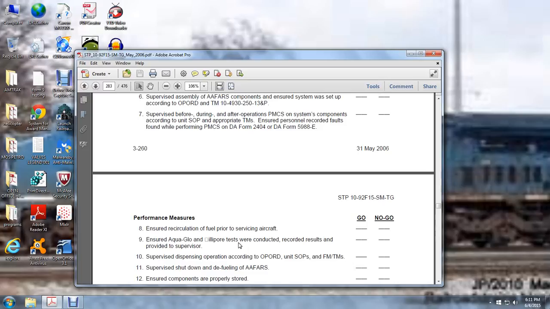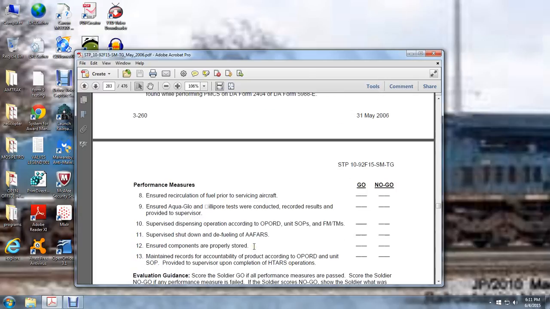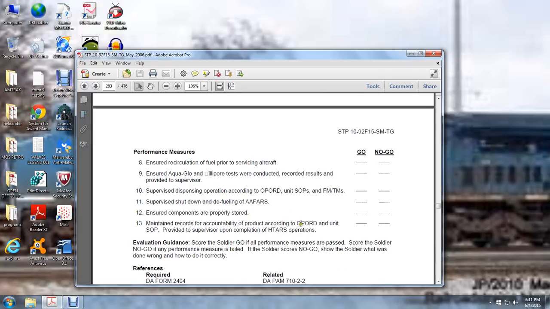Supervise dispensing according to the authorization order, the unit standing authorization procedures, and the field manual and technical manual. Supervise shutdown and defueling of the Advanced Aviation Forward Area Refueling System. Ensure components are properly stored. Maintain accountability of the product according to the operation order and unit standing authorization, and provide it to the supervisor upon completion of the operations. The score for the performance measure is a go if the soldier passes, and a no go if the performance has failed.